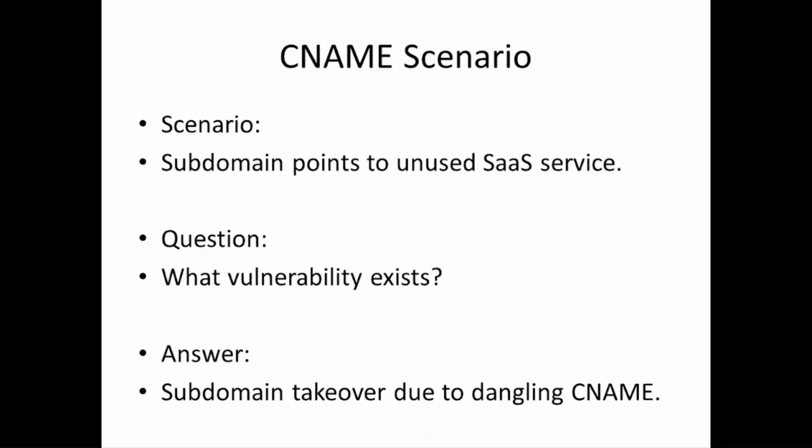The next one is the canonical name or CNAME scenario. This is a security-focused scenario. A subdomain is pointing to a third-party service that is no longer used. This creates something called a dangling CNAME, or canonical name. An attacker can register this service and take control of your subdomain. This is known as subdomain takeover. Okay, it happens due to a dangling canonical name. So always remove unused canonical name or CNAME records.